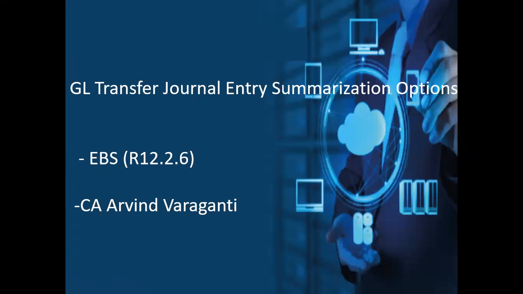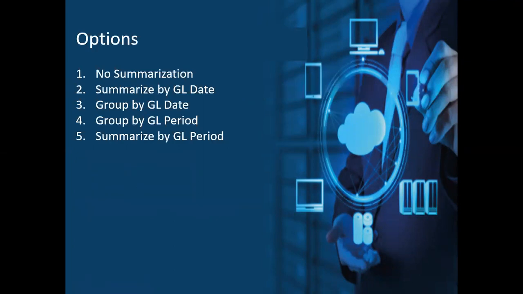There are five options which are available: no summarization, summarize by GL date, group by GL date, group by GL period, summarize by GL period. Now let me show each of these options.